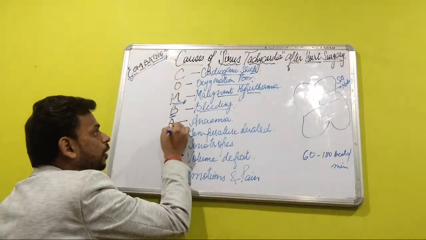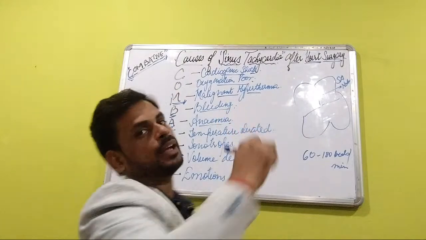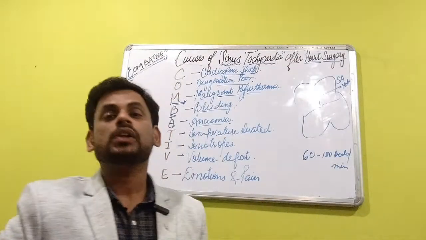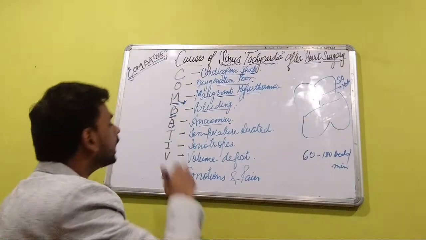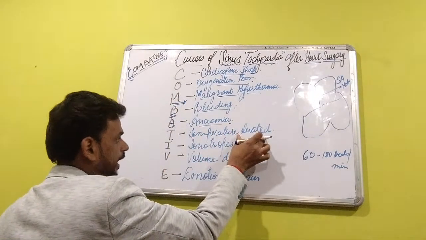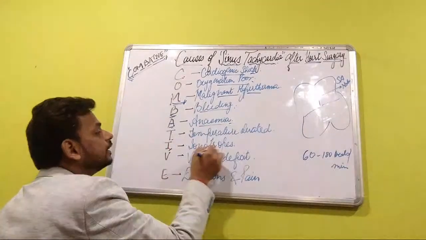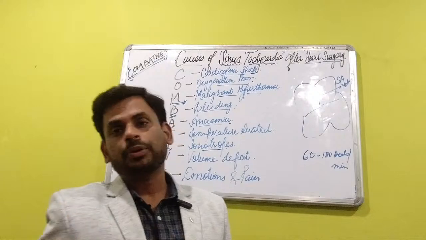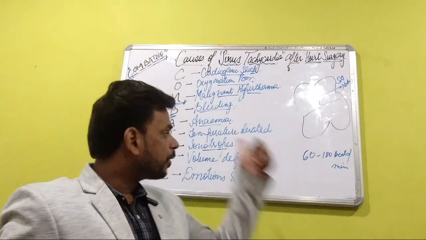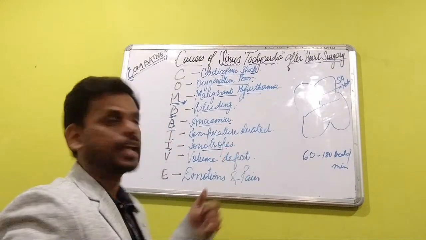The A of COMBATIVE refers to anemia. In conditions of anemia also, sinus tachycardia, that is an increased heart rate, can be seen. The T refers to temperature elevated. The I is for inotropic drugs. After a cardiac surgery, certain inotropic drugs are also administered, and because of them, sinus tachycardia can happen.